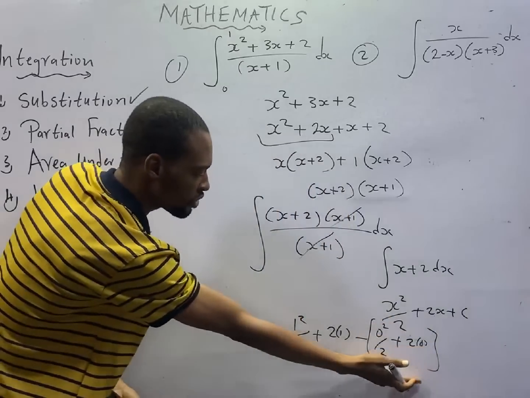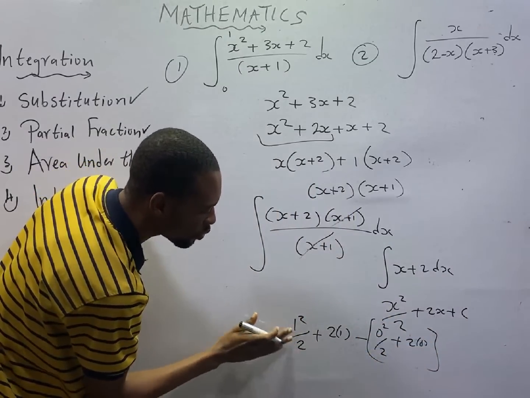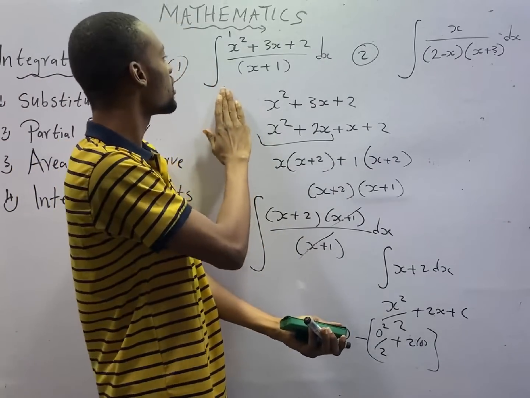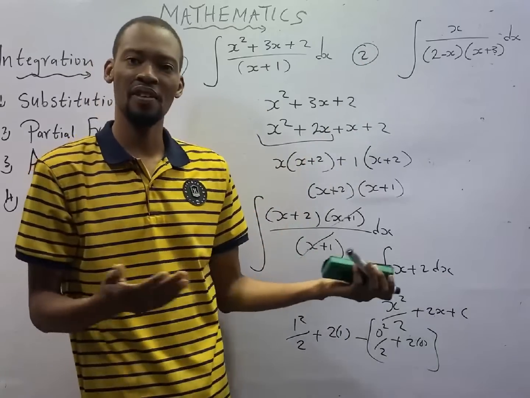So everything here should give you 0, while everything here should give you 1 over 2 plus 2. So that is your answer if it were a definite integral. Let's look at the next question.